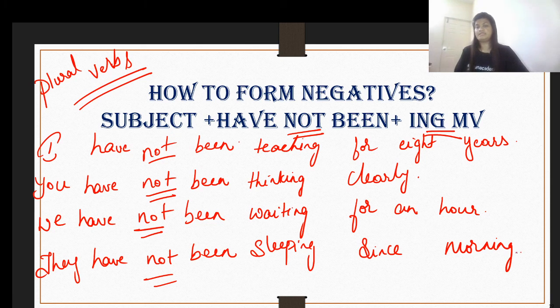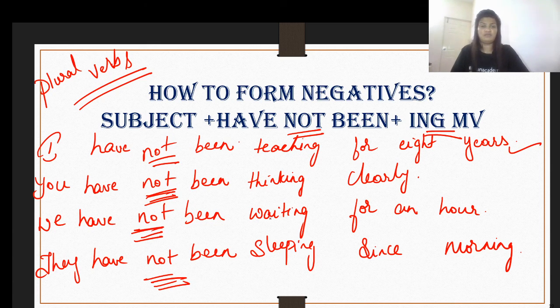They have not been sleeping since morning. So here we are negating the facts. We are not affirming, but negating by saying, I have not been teaching for 8 years. I haven't been teaching for 8 years, but instead I have been teaching for almost a decade now, or 10 years now, or perhaps 2 or 3 years. It could be negating the fact. Whatever I said, it's only negating the fact.